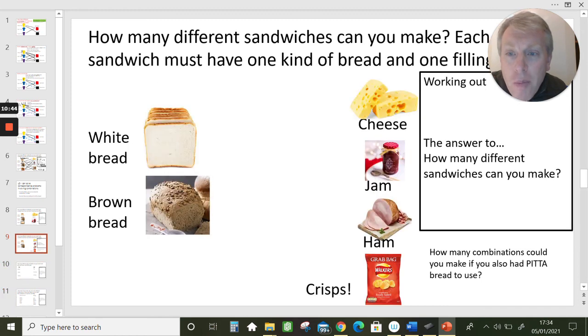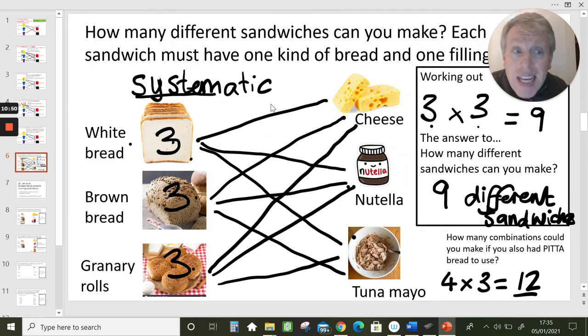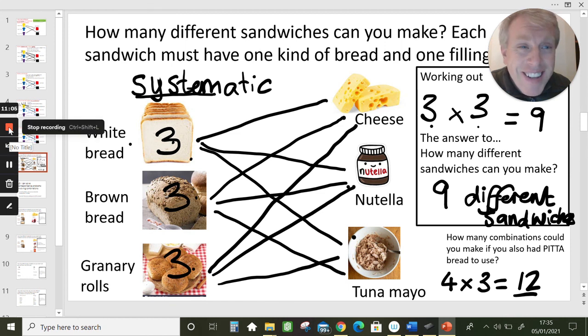So I hope that it will make sense to you. The word that I want us to think about is systematic. Understanding that when we work systematically, we can see that we are making each time the same number of connections or combinations. And so, it's multiplication. Looking forward to seeing all your work, everyone.